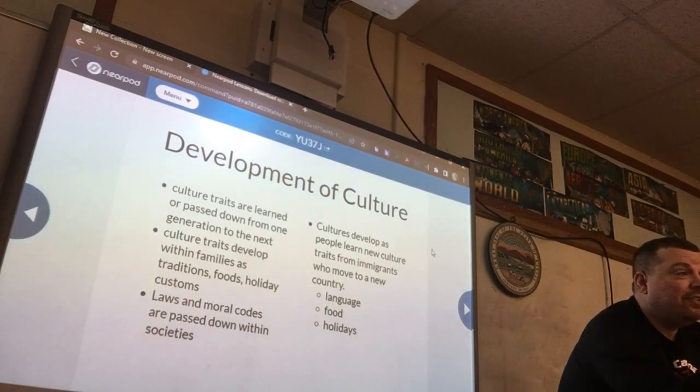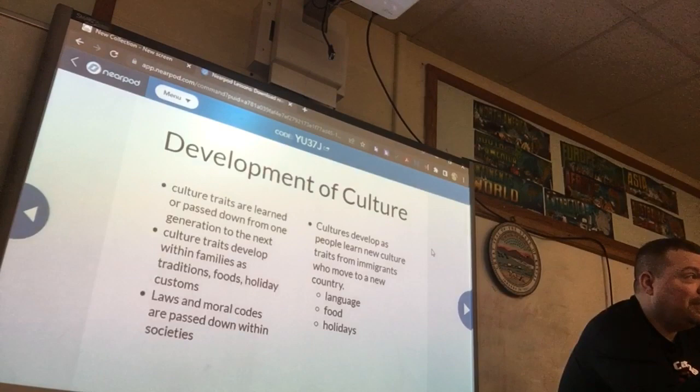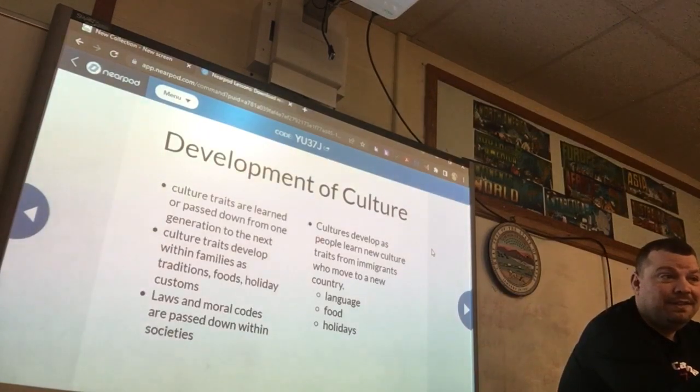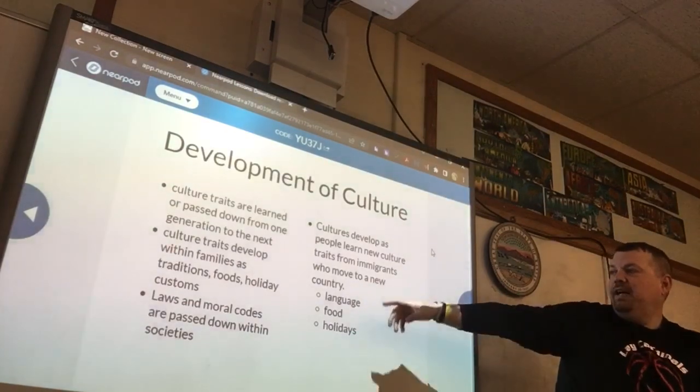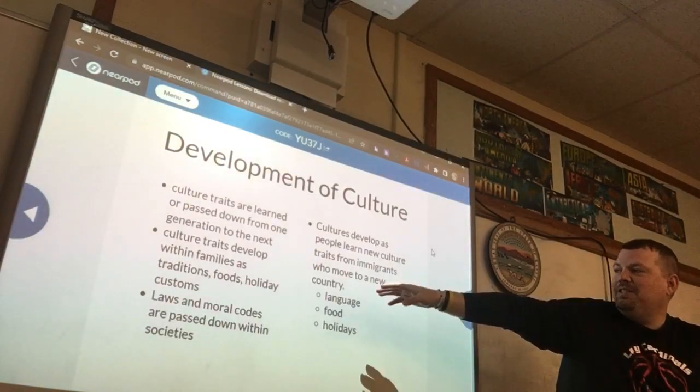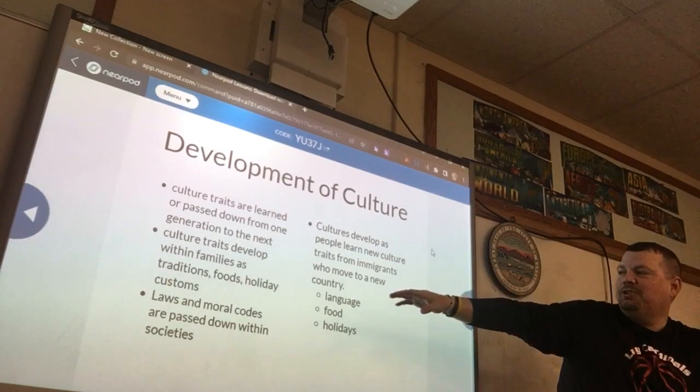But that's a thing that gets passed down, right? From generation to generation. Just like the boogeyman or the kukui, same thing, but different culturally. The next bullet point says culture traits develop within families as traditions, foods, and holiday customs.